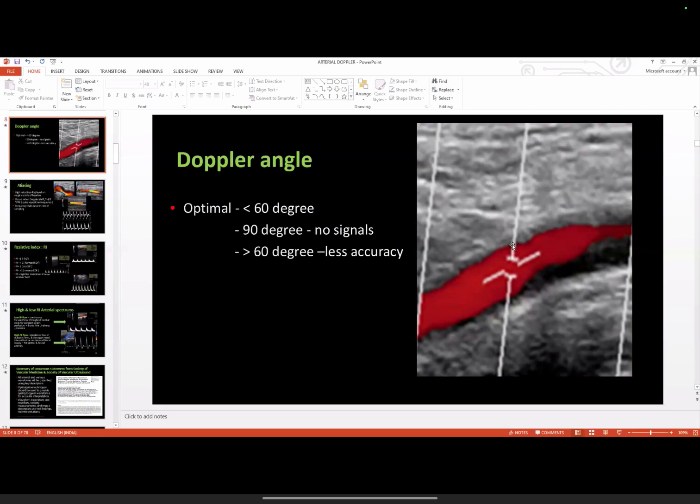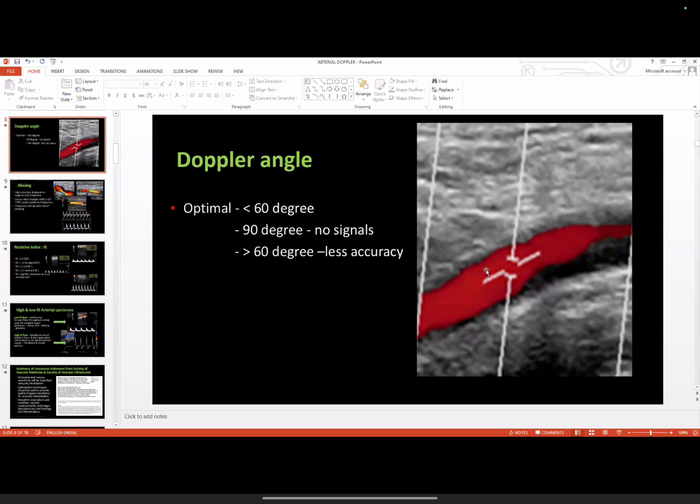So first we have to align the angle, keeping it minimum. If it is 0, it is very good. If the vessel is dipping like this and we are insonating in the same direction, the accuracy will be very good. But sometimes it is not always possible. When the vessel is slightly slanted, then we slant the color box maximum, and then steer the beam. If the angle is less than 60 degrees, it's all right.